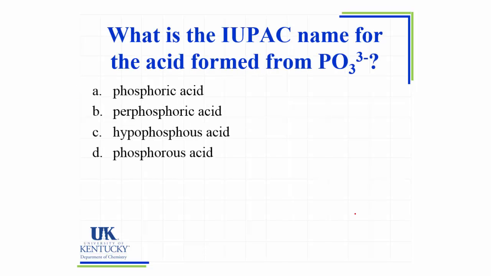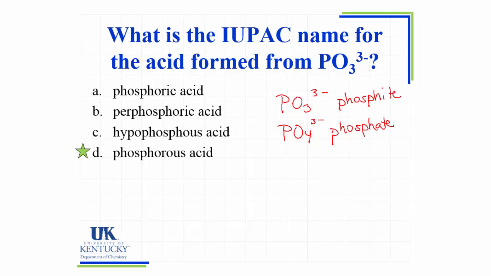Let's look at an example with an oxyanion. Here we have the PO3 3- ion. So the name will be phosphorous acid, because if we look at the name of the ion, PO3 3-, we notice that it has one less oxygen than PO4 3-, which is named phosphate. So the name of this ion is phosphite, because we have one less oxygen than the ATE compound. And when the name of the anion ends in ITE, the name of the acid ends in OUS.